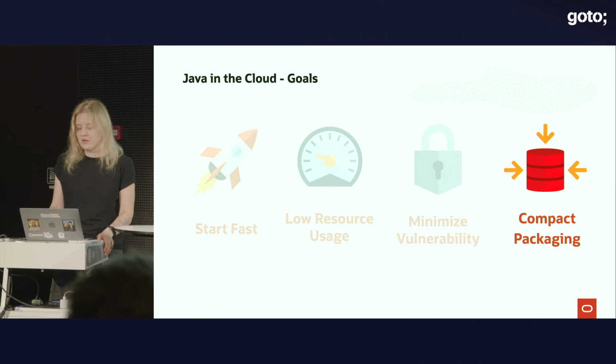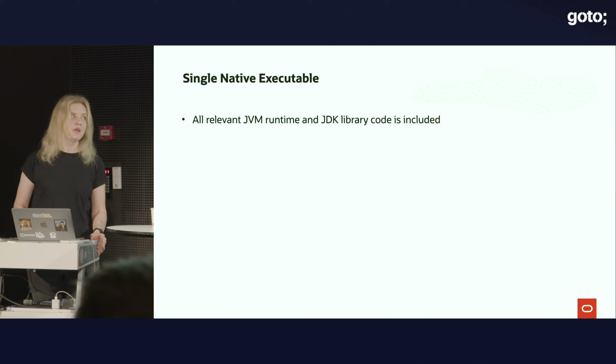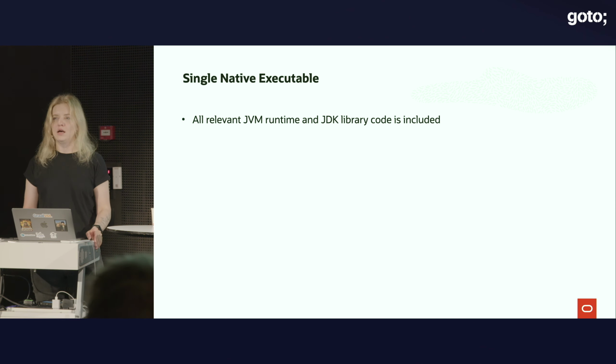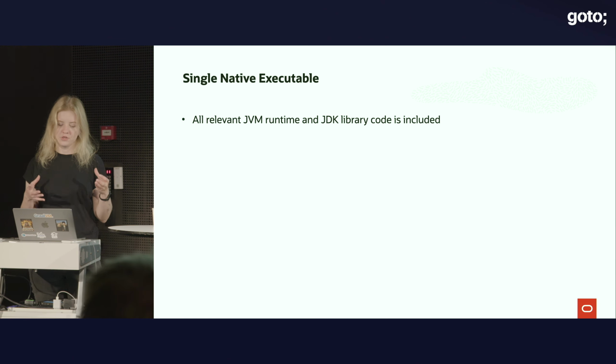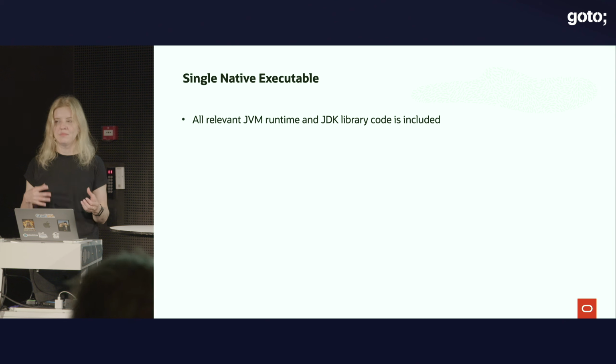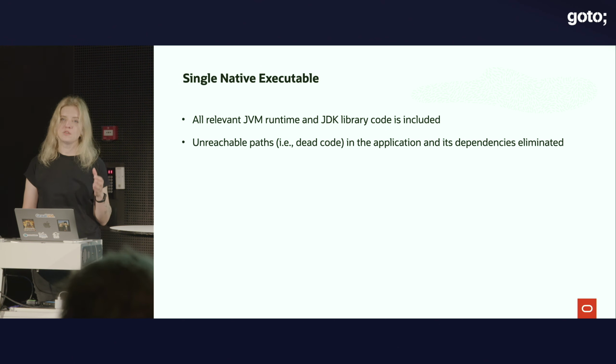And let's talk also about compact packaging. So what Native Image produces, as we saw in the demos as well, what we get in the end is this final compiled native executable version of our application, and that also includes all the JVM runtime and JDK classes code that we might need for our application as well. And all the unreachable code, so all the things that were not proven to be actually used in your application, all of that will be eliminated.